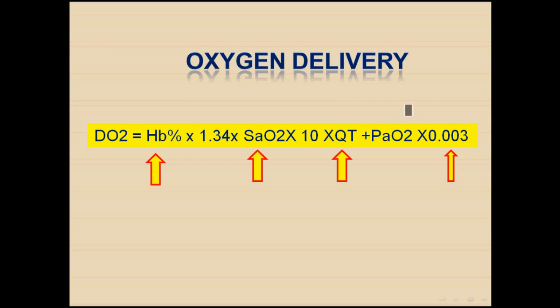This is oxygen content per 100 ml. So if you multiply 100 ml by 10, this gives the oxygen content per 1 liter. And how many liters are pumped per minute? This is to be multiplied by the cardiac output, and in addition to these, to add the physiologically dissolved partial pressure of oxygen multiplied by the solubility constant 0.003. This is the oxygen delivery. So the oxygen delivery will depend on the oxygen content, hemoglobin, saturations multiplied by 10 to be in liters, multiplied by cardiac output.